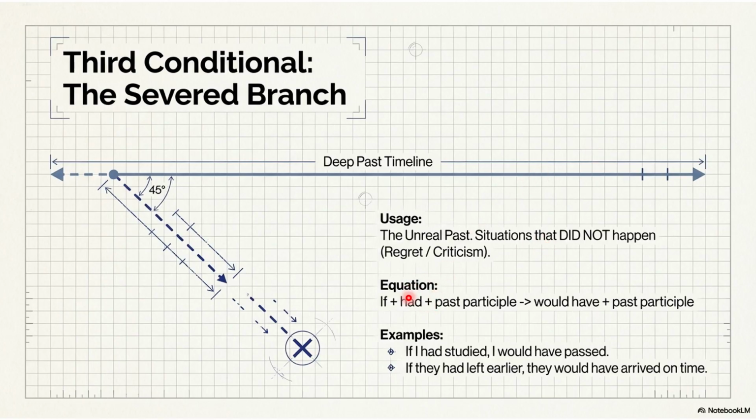Por ejemplo, en el caso de esta estructura, se crea con el pasado perfecto: if plus pasado perfecto más would have, que es los verbos modales en su forma de cuando utilizan el pasado participio. No hemos visto ninguno de estos dos temas, ¿ok? Así que no lo busquen porque no lo hemos visto.